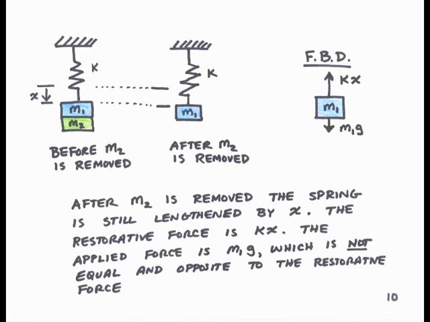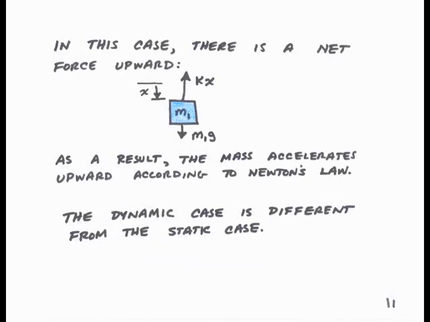The restorative force is the force exerted by the spring on mass M1 in response to the deformation of the spring. The applied force, in this case, is the external force acting on M1 from outside the system, which is the weight. The imbalance of forces in this case will cause the mass to accelerate upward, and then of course the spring will shorten and the restorative force will decrease.